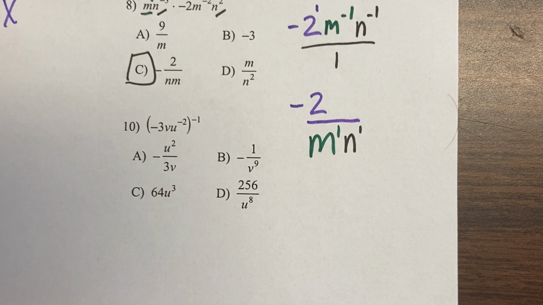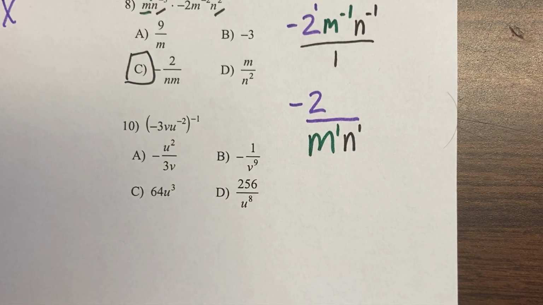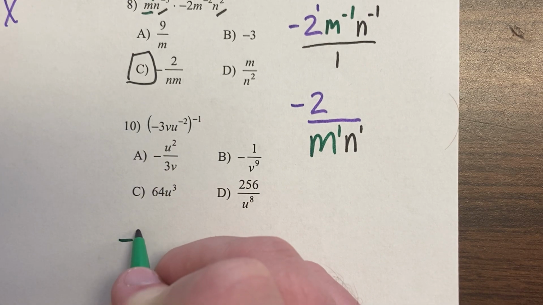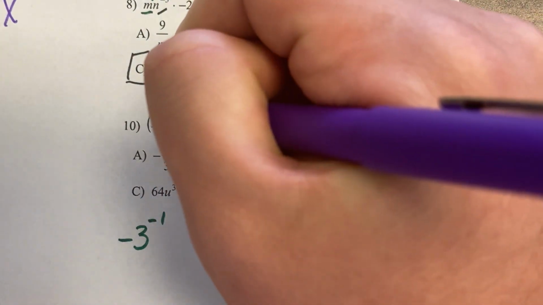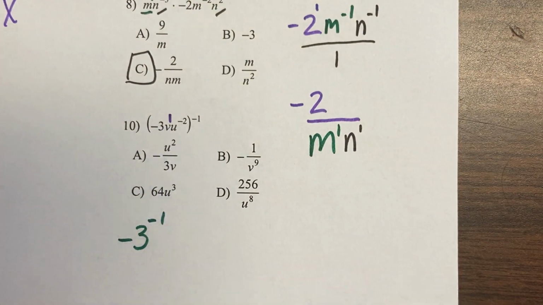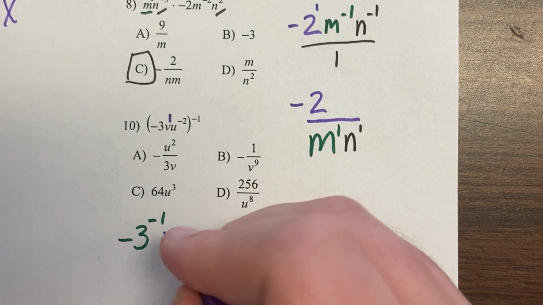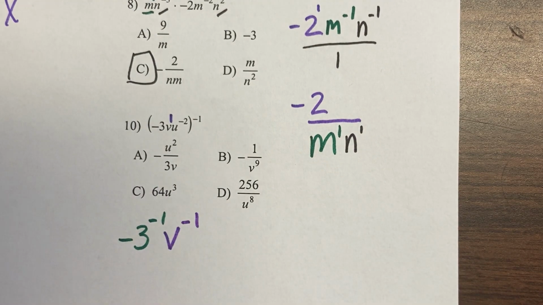You can't combine a coefficient with a different variable or different variables together. So we just have to take it piece by piece. So this -3 needs to be raised to the negative first power. So I've got -3 to the -1. Let's look at the v. I've got a v to the first power to a power, we multiply. 1 times -1 says we have v to the -1.